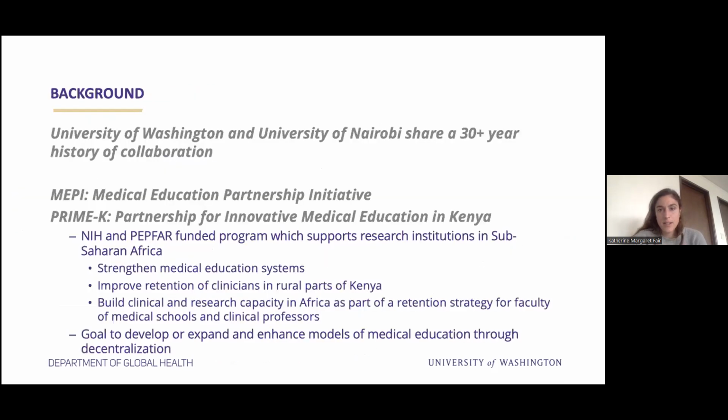And the design was a PEPFAR funded and NIH program, which was designed to strengthen medical education systems and retain those clinicians to rural parts of Kenya, because clinicians at the top of their training have pretty similar training to us in the US, but there's just less availability of that training, and that results in mid-level providers in rural settings having less access to that advanced training.